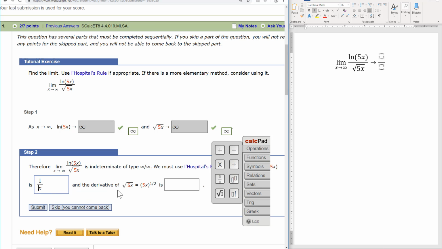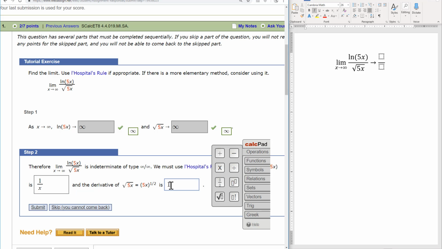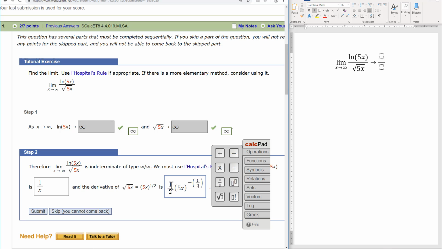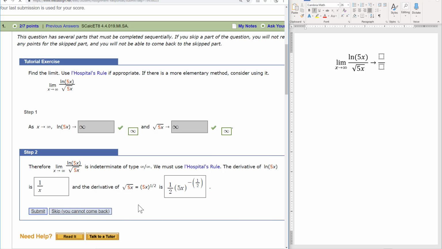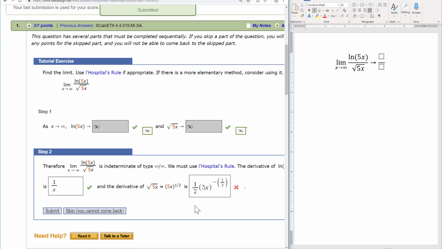1 over x. The derivative of the denominator, if we write the square root of 5x as 5x raised to the 1/2 power, is going to be 1/2 times the inside, and then we're going to raise this to the negative 1/2 power. It's subtracting 1 from 1/2. I don't know if we can simplify this very much, but we'll just go ahead and submit it.